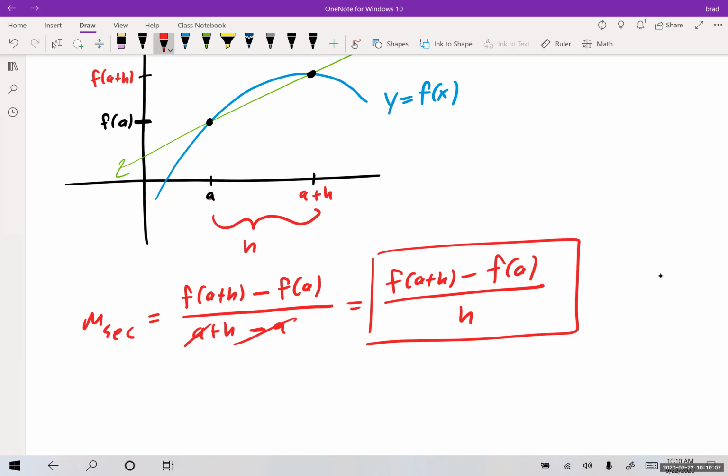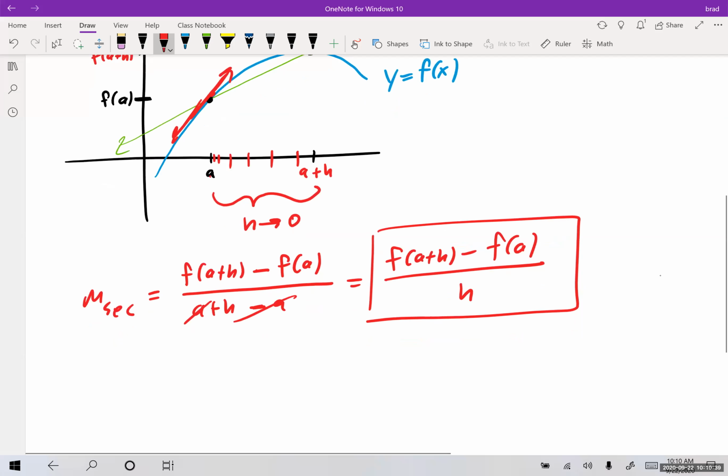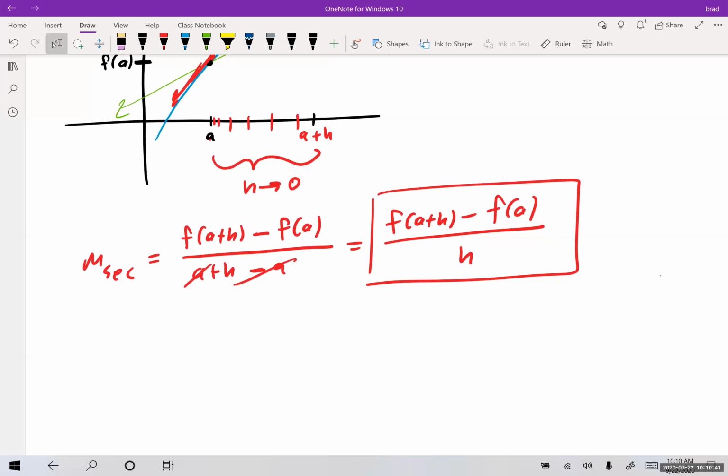However, what happens as I start making the distance from a to a plus h, what happens as h approaches a distance of 0? That means we're picking up the point and putting it here, here, here. So eventually we're going to have this point and this point. And instead of drawing a secant line, we're going to end up drawing this tangent line, right? Because h is approaching a distance of 0. So the only way I can have h approach a distance of 0 and not actually make it to 0 is I have to bring in limits.